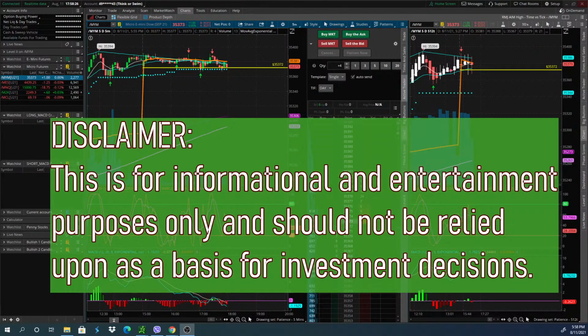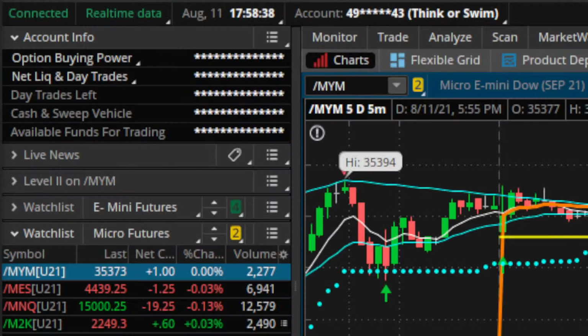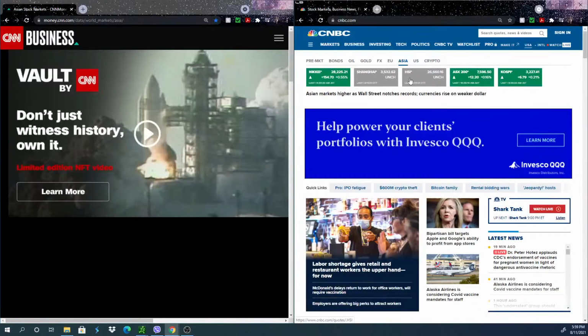Essentially, I've been doing this randomly at night to nightly trade the futures. And what I am trading is the MYM, which is the micro for the Dow Jones Industrial Average. It's currently August 11th, about 5:58 p.m. on the Pacific Coast. However, Shanghai, China, and Hong Kong are not quite open yet. That's the one that opens at 6:30.